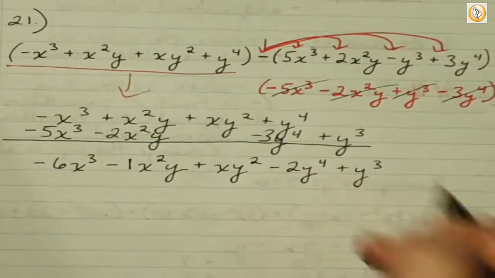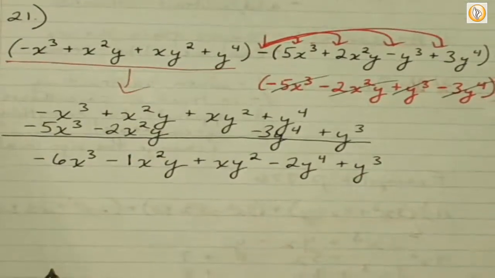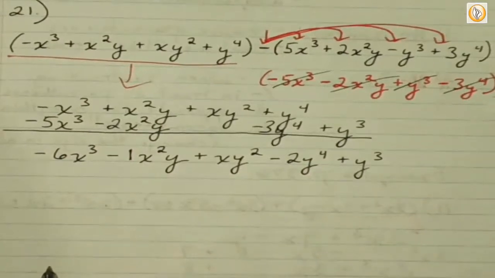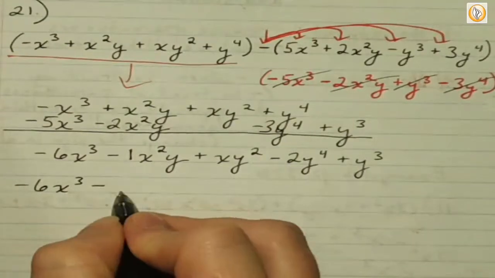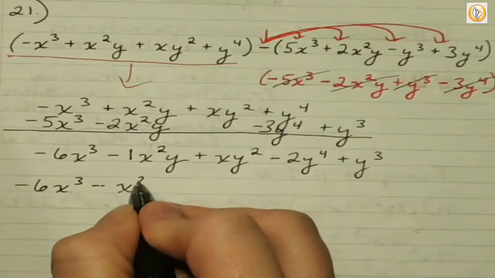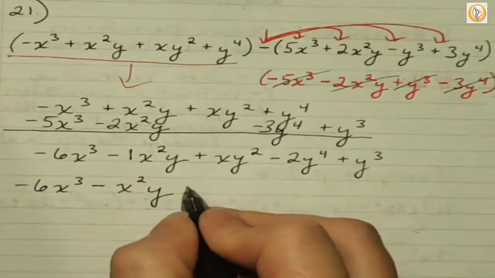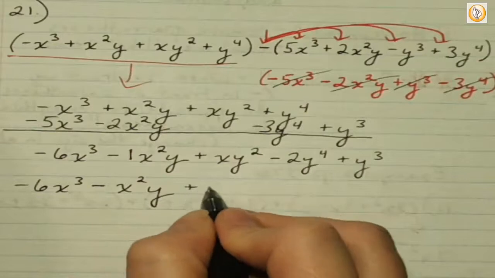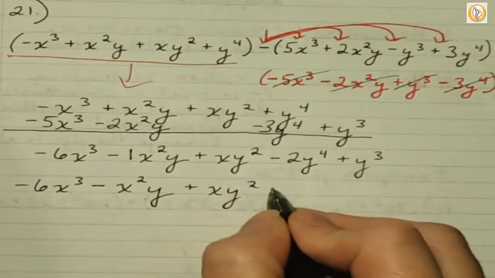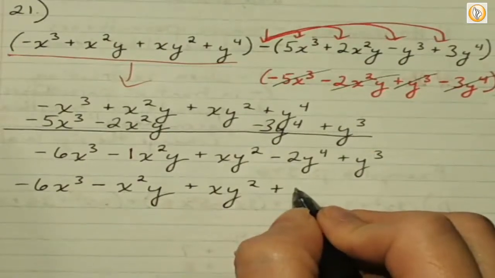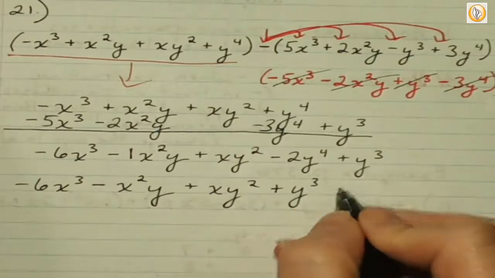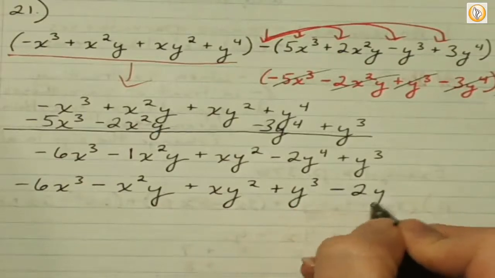Now, is this written in order? How would I rewrite this in order? Negative 6x cubed, negative x squared y. Okay, you can keep the 1 or take it out. Doesn't matter. Plus xy squared, plus y cubed, and then minus 2y to the fourth.